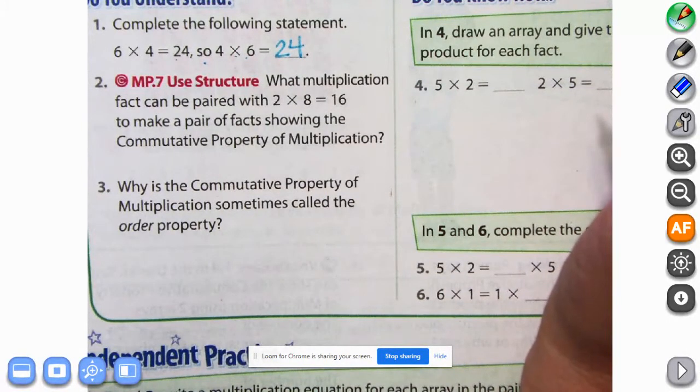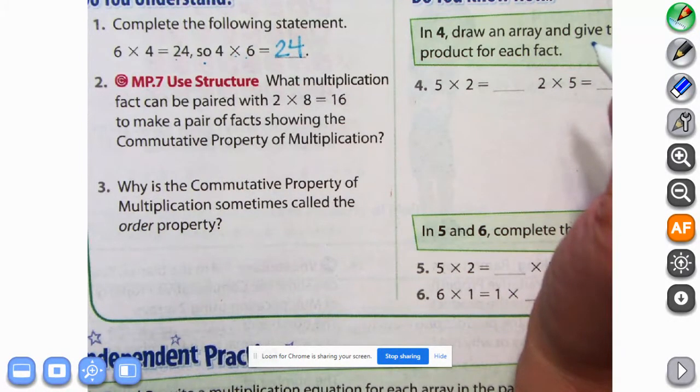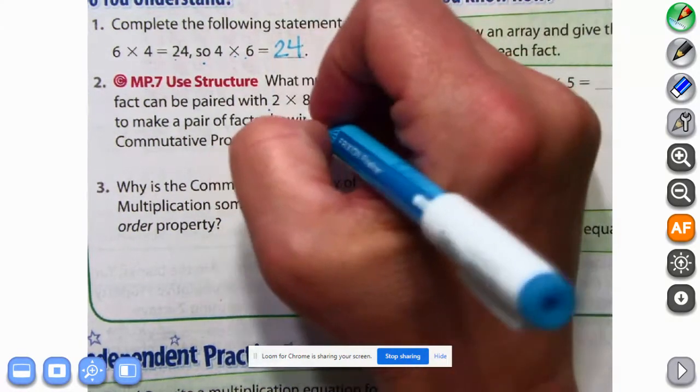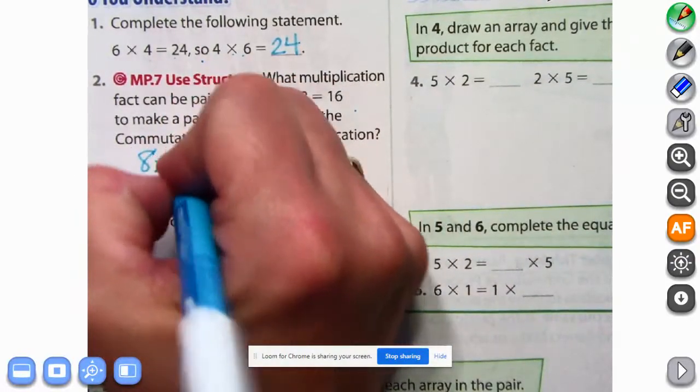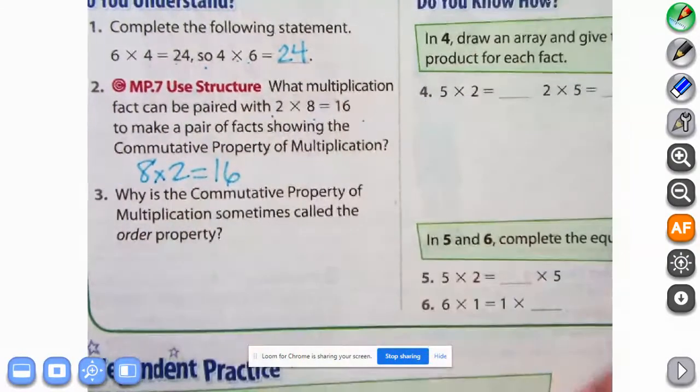Number 2 says, what multiplication fact can be paired with 2 times 8 equals 16 to make a pair of facts showing the commutative property of multiplication? So we already see 2 groups of 8 equals 16. So now we can do 8 groups of 2 equals 16.